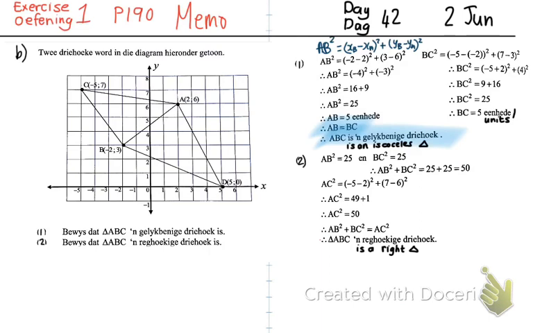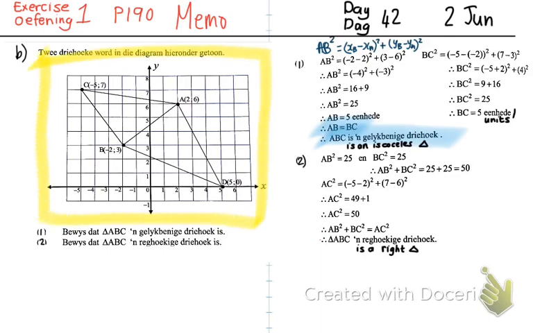Okay, welcome back at exercise 1. This is your memo for exercise 1 on day 42 on the 2nd of June. Now you have done the exercise and we are going to mark it. The first question says that we have two triangles and we have to show that it is an isosceles triangle. Just ignore that this sketch is in Afrikaans. It doesn't matter. We are just looking at the sketch part.